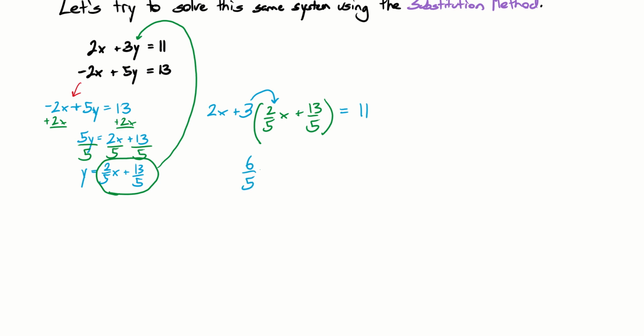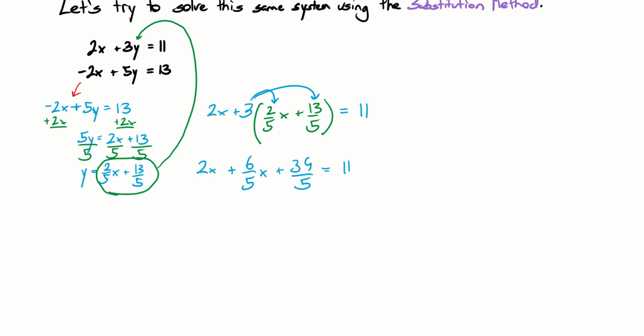So I'm looking at 6/5 x plus, don't forget to distribute the 3 to the 13/5. 3 times 13 is 39. So I'm looking at 39/5. Remember, I'm not multiplying that 3 to the denominator, just to the numerator. And that's equal to 11. And the 2x is still in front, and so is that plus sign because that 6/5 is positive.